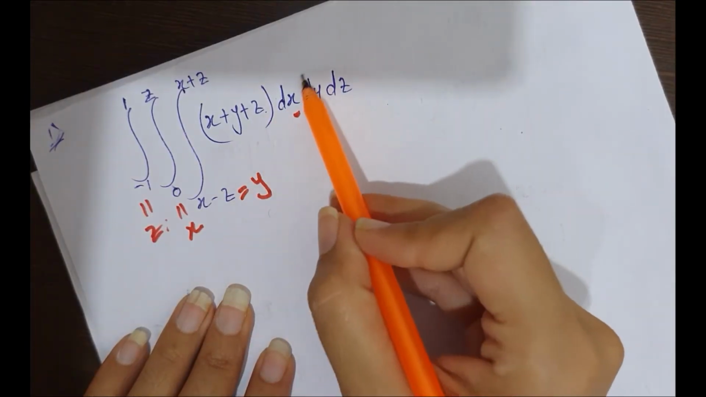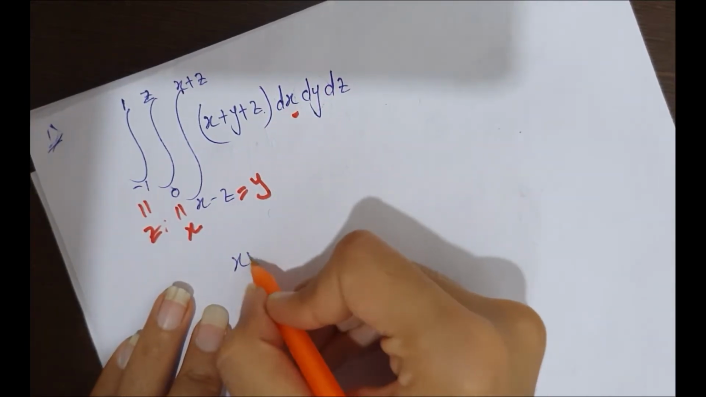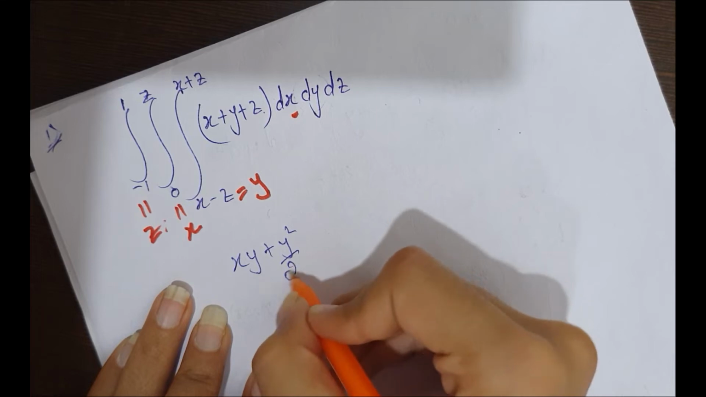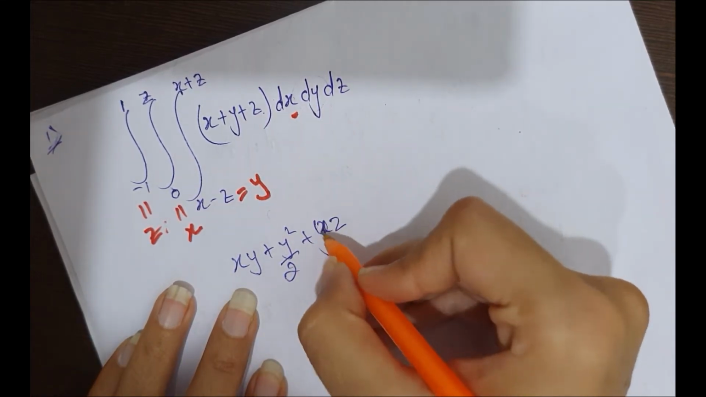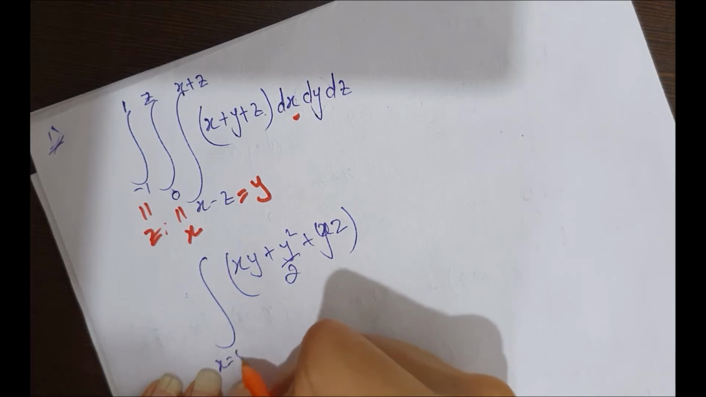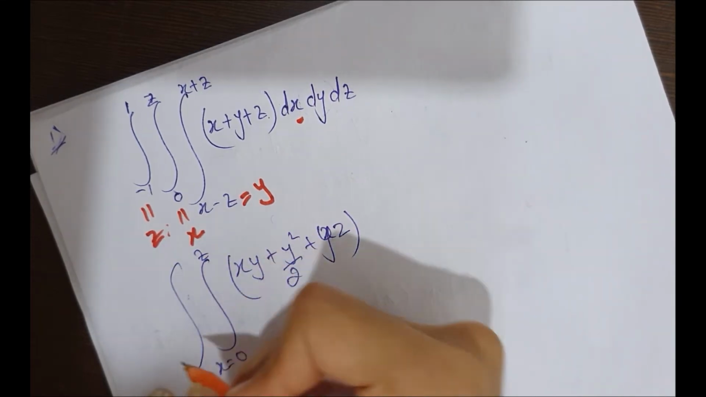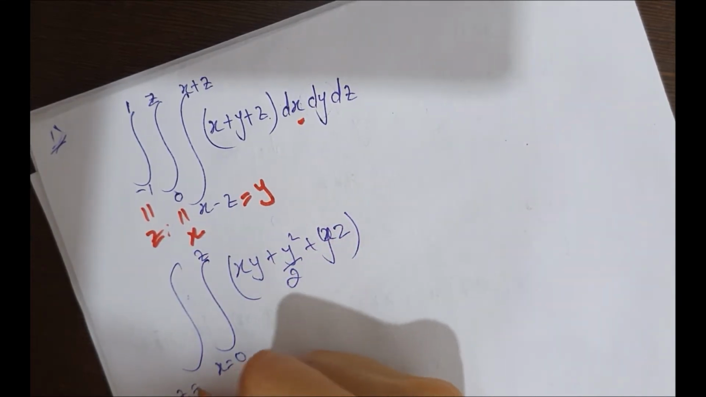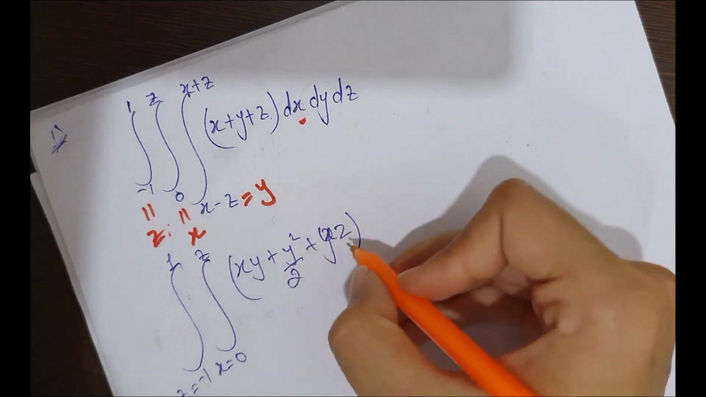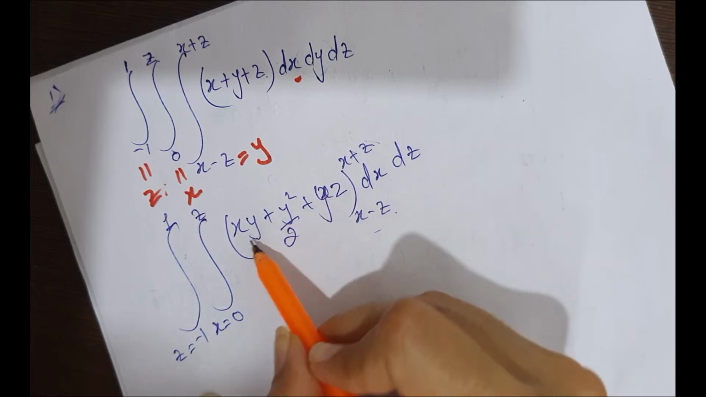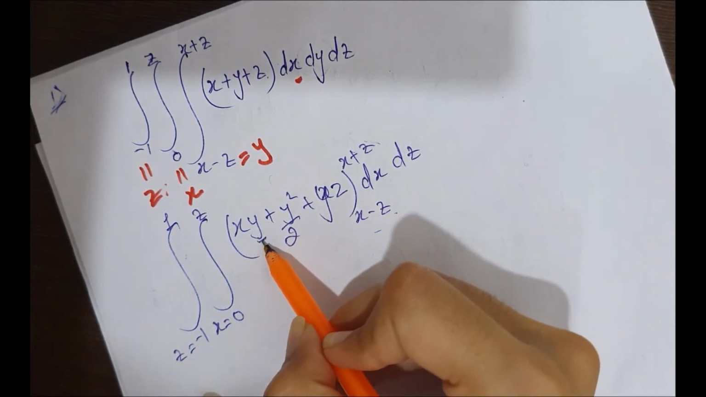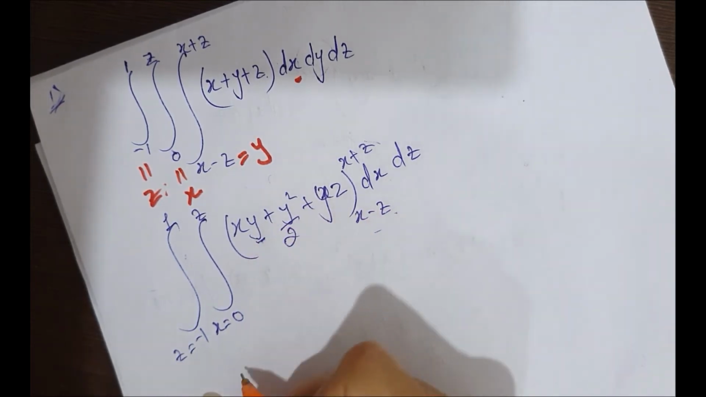Here firstly integrated with respect to y, this will be xy plus y square by 2 plus xz plus yz. The limit of x is from 0 to z, double integration, z is from minus 1 to 1. From x minus z to x plus z. Put these limits in place of y because we have integrated with respect to y.